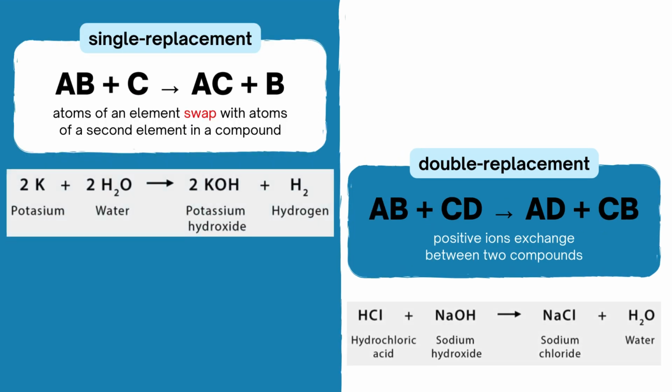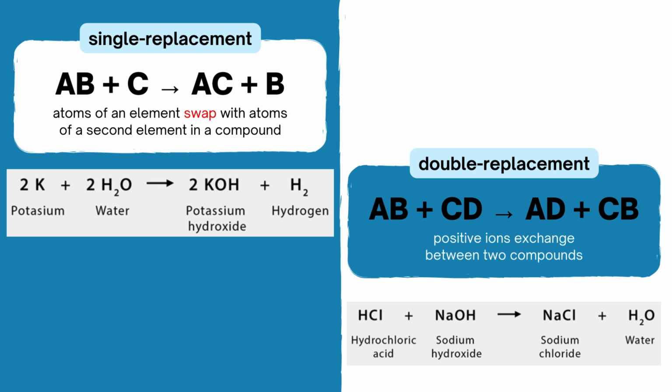The next one is single replacement. Here, the atoms of the element swap with atoms of the second element in the compound. In our given example, potassium reacts with water to yield potassium hydroxide plus hydrogen. On the other hand, in double replacement, the positive ions exchange between two compounds. Here, hydrochloric acid reacts with sodium hydroxide to yield sodium chloride plus water.